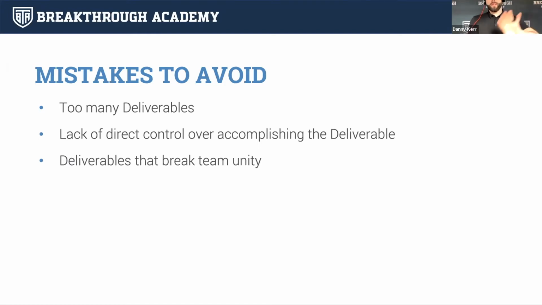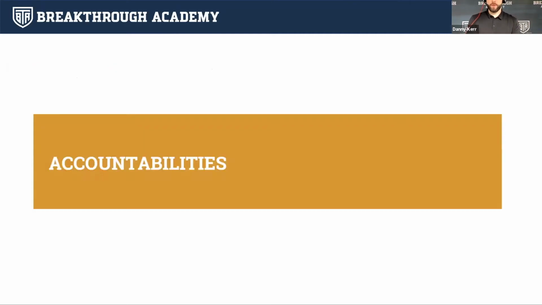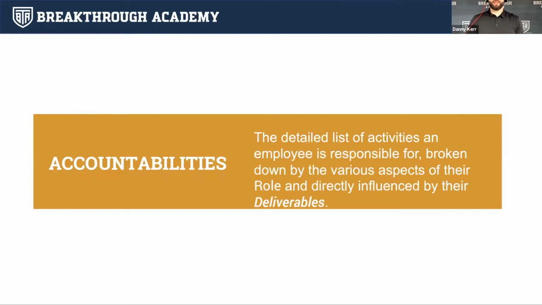Now, this is cool, but it doesn't mean a ton until you connect it to what are called their accountabilities. So you've got their role, then you've got the numbers for their role that they have to achieve, and then you've got their accountabilities. What these are is a detailed list of activities that an employee is actually responsible for doing, right?